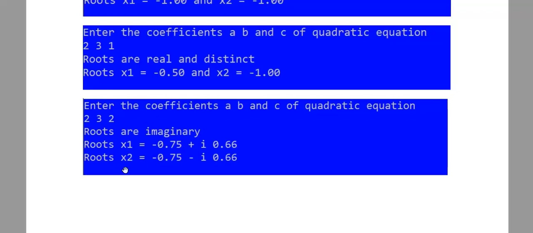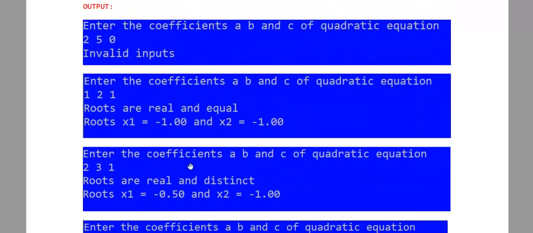So roots are imaginary. How to represent the roots? x1 is equal to minus 0.75 plus i 0.66. x2 is equal to minus 0.75 minus i 0.66. If you see here, both the real parts are exactly the same, imaginary parts are exactly the same, only the sign will differ. x1 will have plus, x2 will have minus.